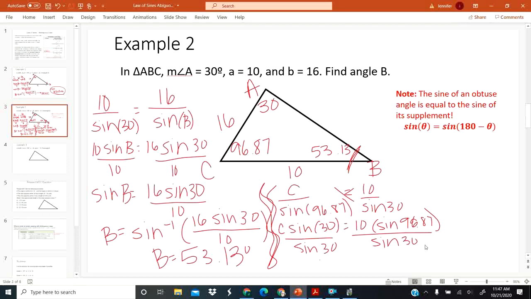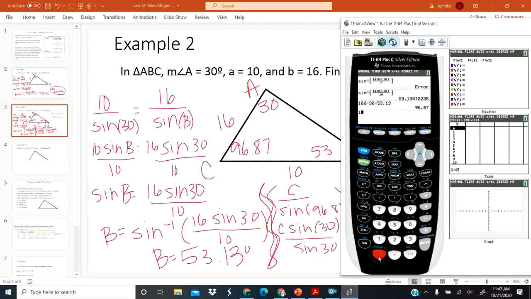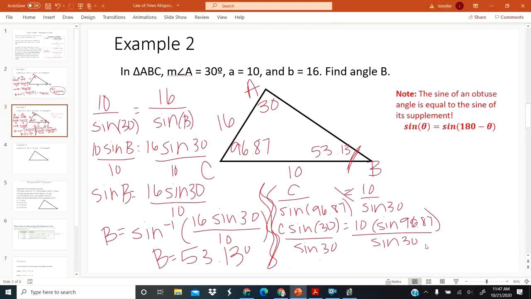And so when I do that, I had 10 times the sine of 96.87, and then I divided that by the sine of 30. And that gives me 19.86 for that side. And so that is longer than the other two sides, so my largest side matches up with my largest angle, which is one thing that I wanted to double check.